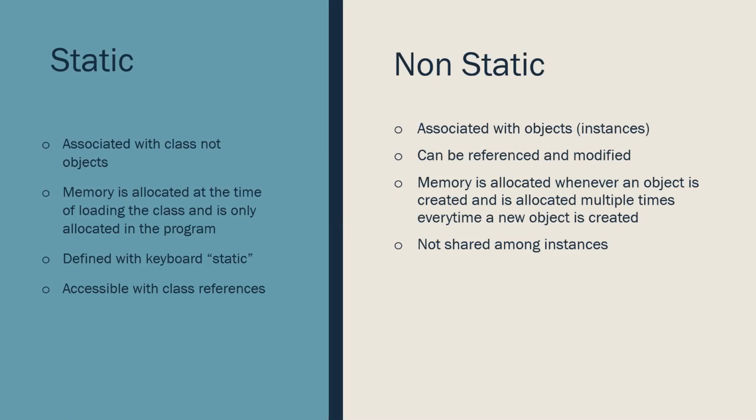A non-static variable is associated with objects, which are instances, and can be referenced and modified. Memory is allocated whenever an object is created, and is allocated multiple times, every time a new object is created. And this is not shared among instances.